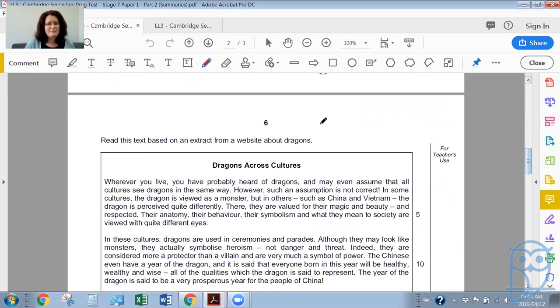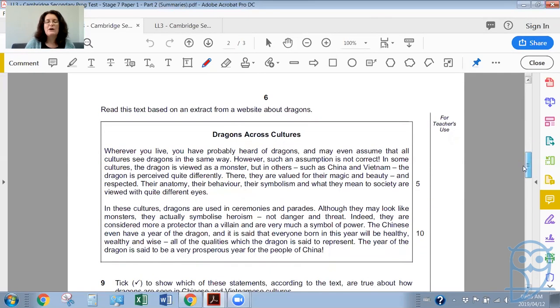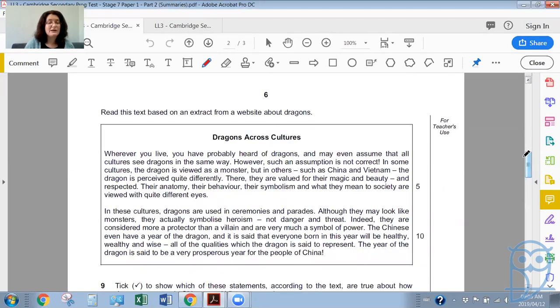So we got up to about page 6 last week where we're looking at Komodo dragons. And here they're going to give us an extract. And it's an extract from a website about dragons. So I'm going to have a read through this, and then we're going to look at how we could summarize some of the information that we're given in it.